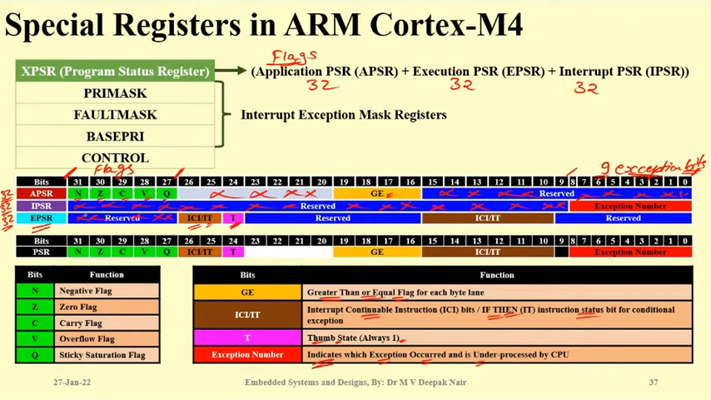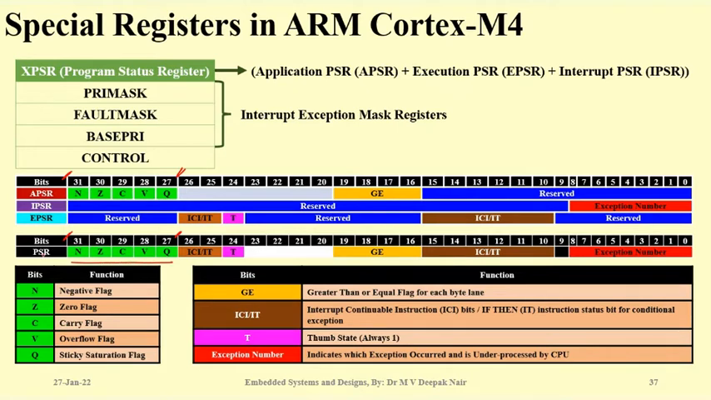But now if you combine these 3 together, see here, 31 to 27, if you take it from APSR, you will get these details. 26 and 25, if you take the data from EPSR, it will be ICI/IT. The 24th bit is again taken from EPSR. Then you can see these bits are not used, so 20 to 23 are not used.